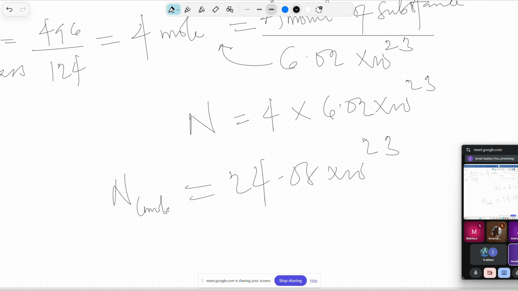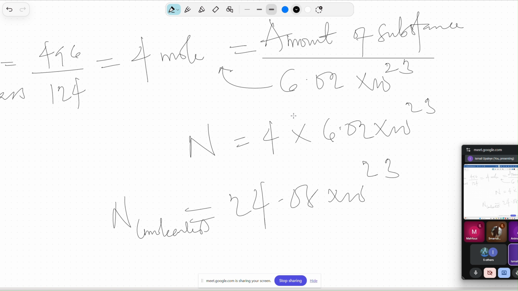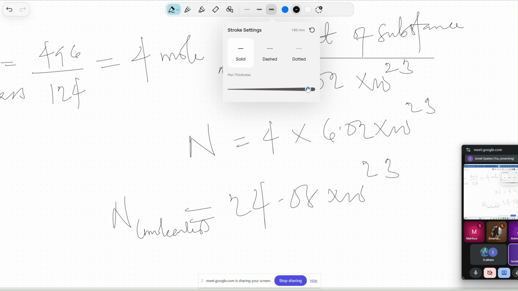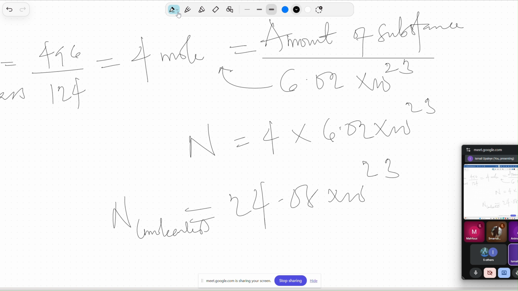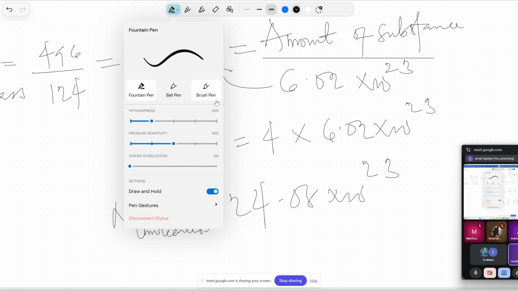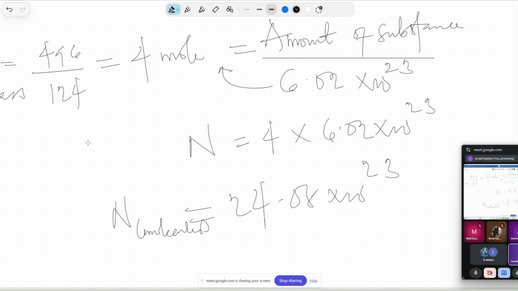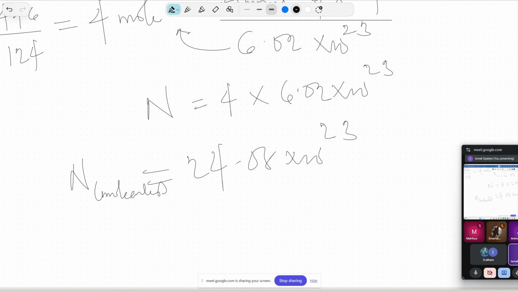So here capital N denotes molecules, right? So that is that. Do we all understand now? Yes, sir. Okay, that's great. Now let's look at the next question then.